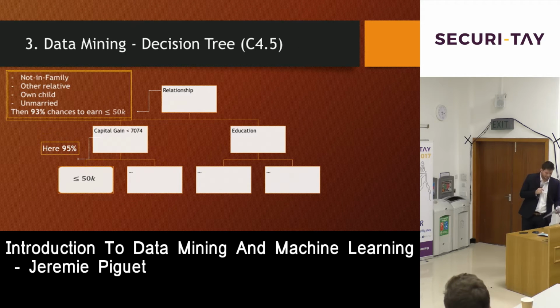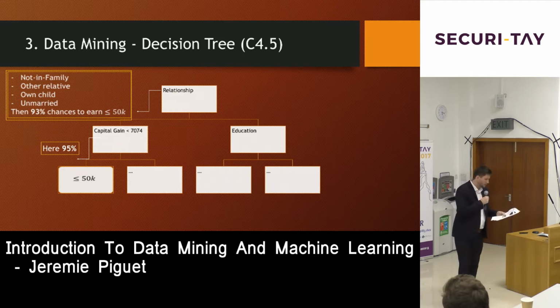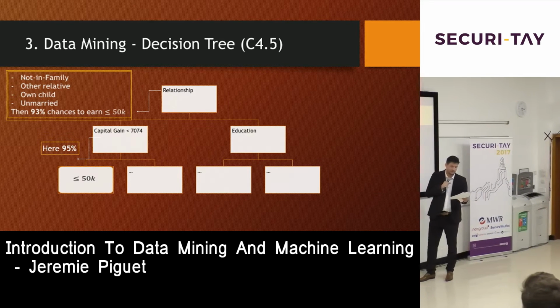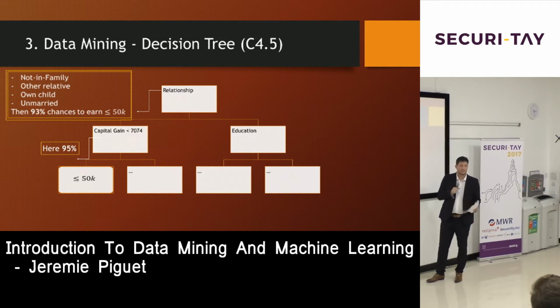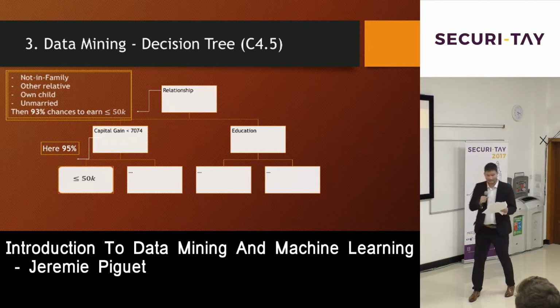In that specific case, it gives us a model that we can use to predict an outcome. So if your relationship is a variable, so if your relationship was to be married, then you would have 93% chances of earning less than 50,000. Don't judge me, it's the algorithm and the specific data set. I didn't do that.